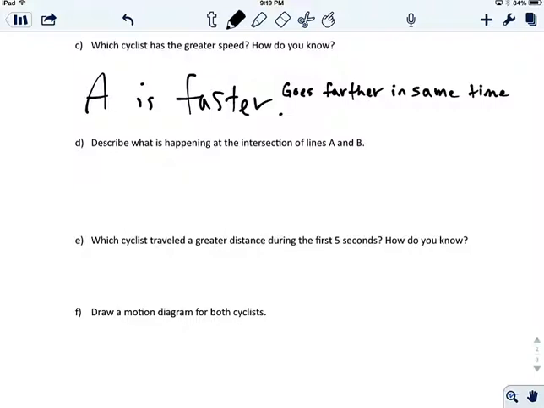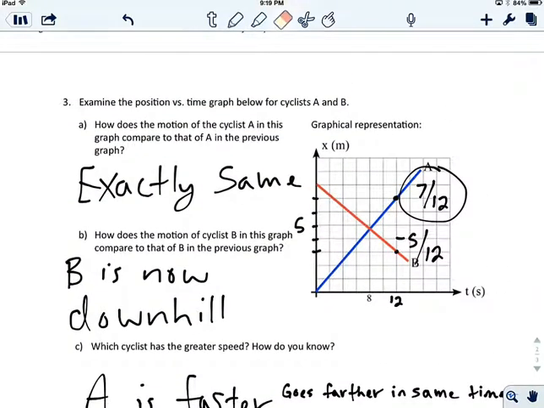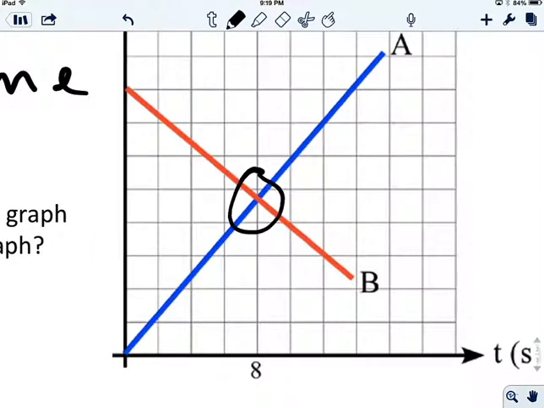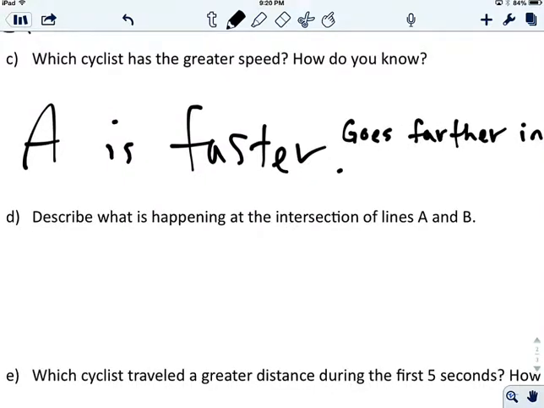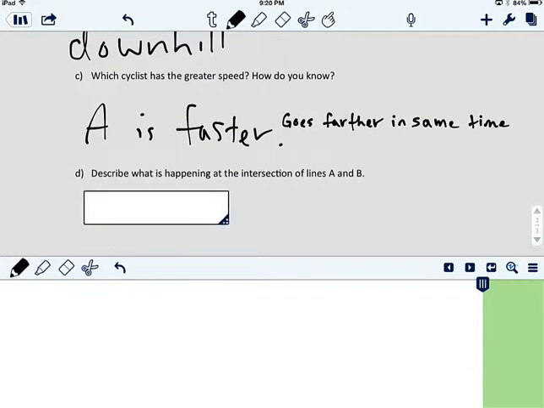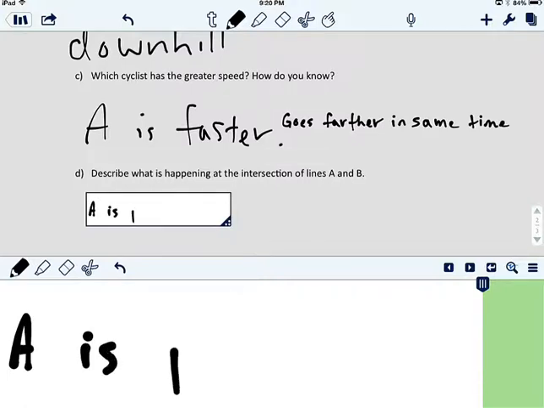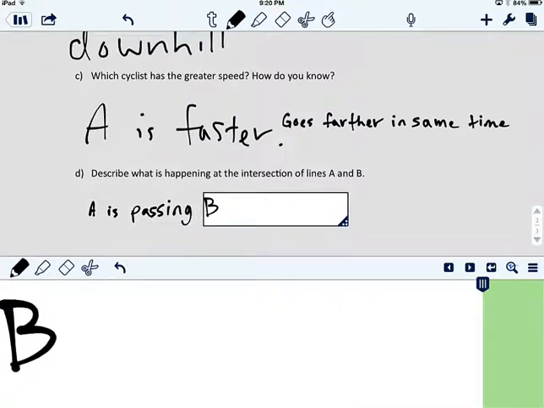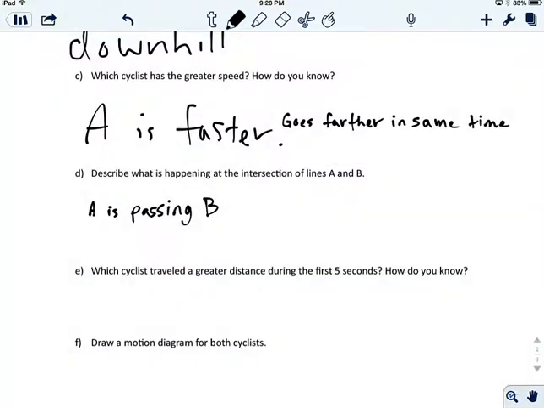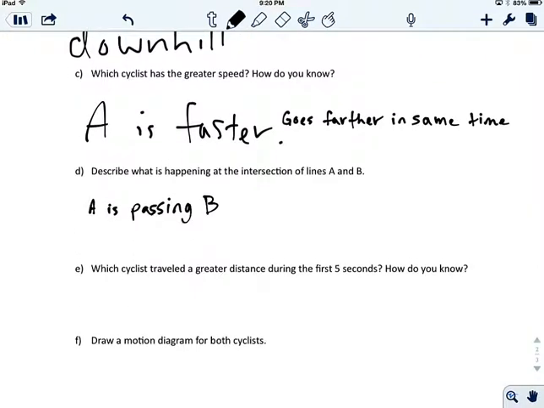It's okay. Describe what's happening at the intersection of lines A and B, all right? So let's erase all this stuff off of here. So what's happening right here? Well, it's the exact same, guys. That's the point where they have the same position. So whenever two lines have the same position, that means that they're right next to each other. So we're going to say A is passing B. They're passing by each other, okay? They're in the same spot. They're right next to each other.